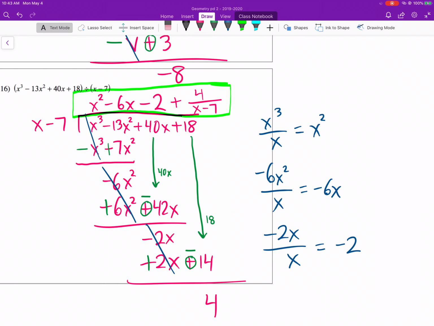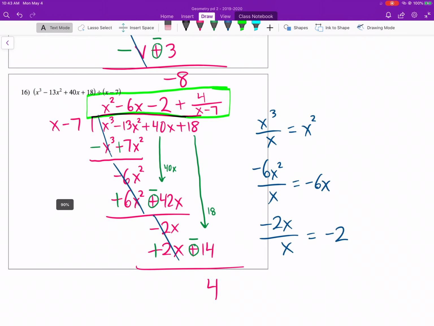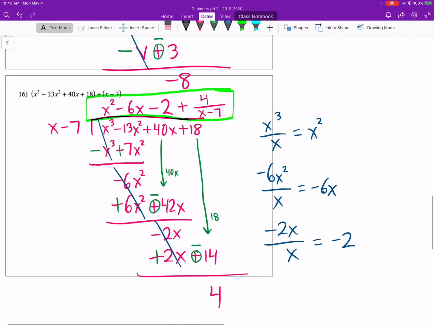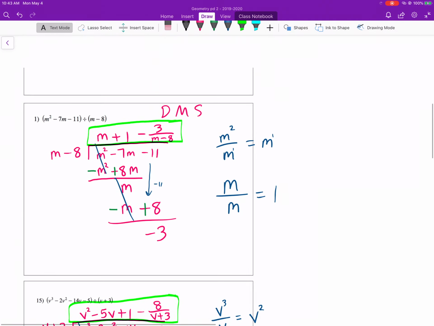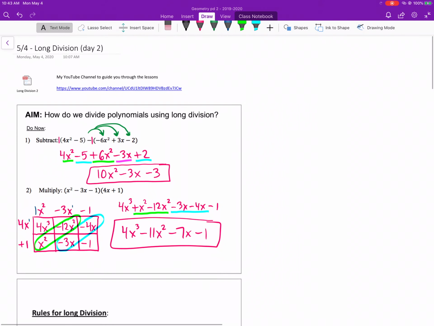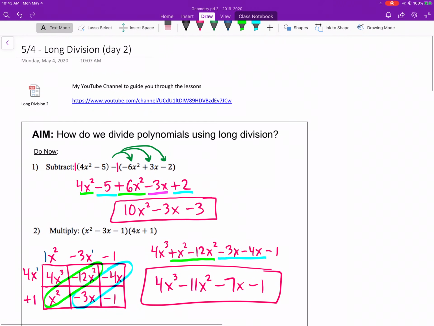So maybe go back, try one or two of these out on your own, and see if you get the same answer. But just remember DMS, divide, multiply, subtract. I also am going to have you doing a lot of these operations with polynomials in your Delta Math this week. So I'm going to post that today. I'll message you in Remind when I do that. Make sure you ask questions in Remind.